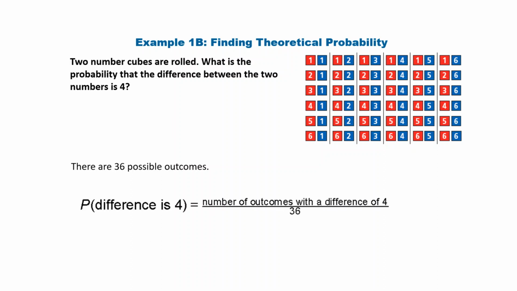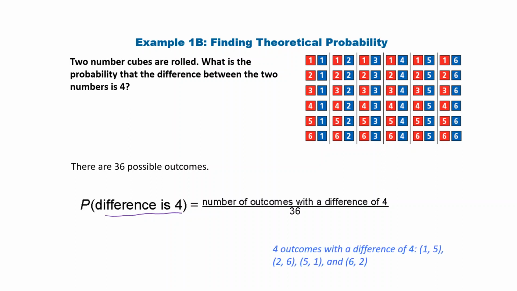Now, what I want to know is the ones that have a difference of 4. All right, so that's the number of outcomes with a difference of 4, and all of that is going to be divided by our total outcomes. So what we need to do is take a look at which ones are the difference of 4.